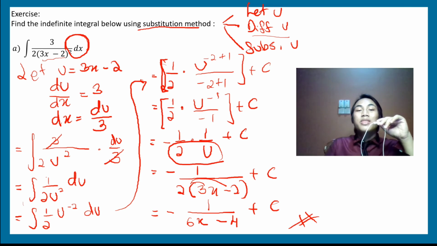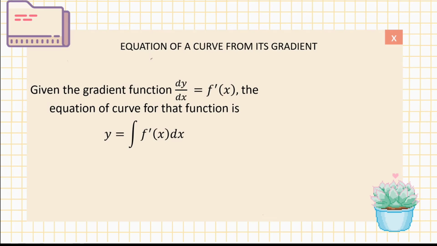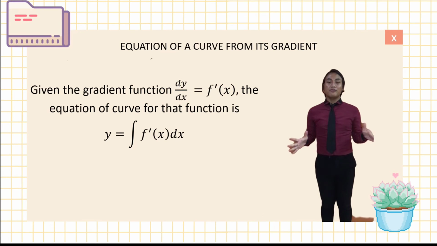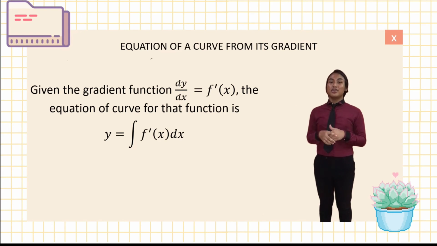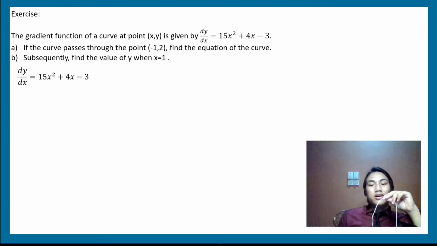Okay, move to our subtopic. So our last subtopic for today is finding the equation of the curve from its gradient function. So here we have a given gradient function dy over dx is equal to f prime x, and the equation of a curve for that function is y equal to the integral of f prime x dx. Okay, guys, this is our last subtopic for today, that is find the equation of a curve from its gradient function.